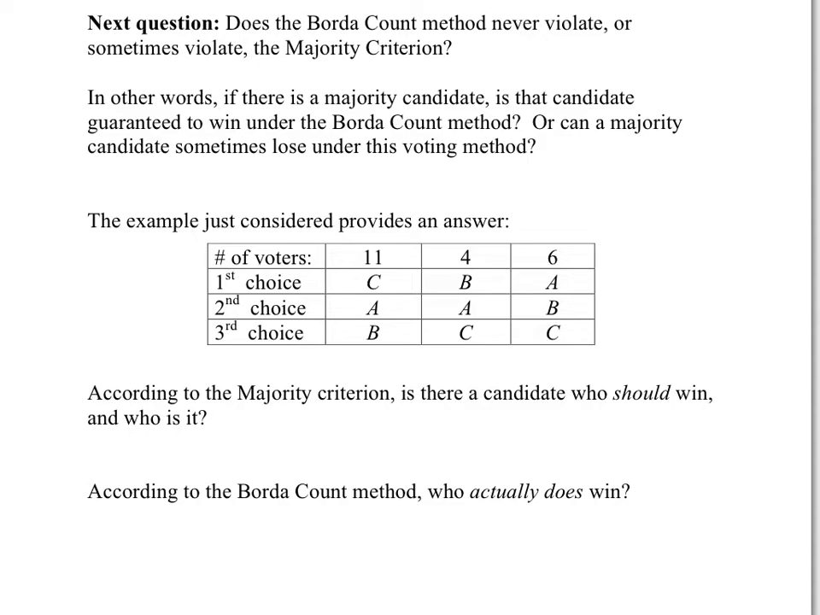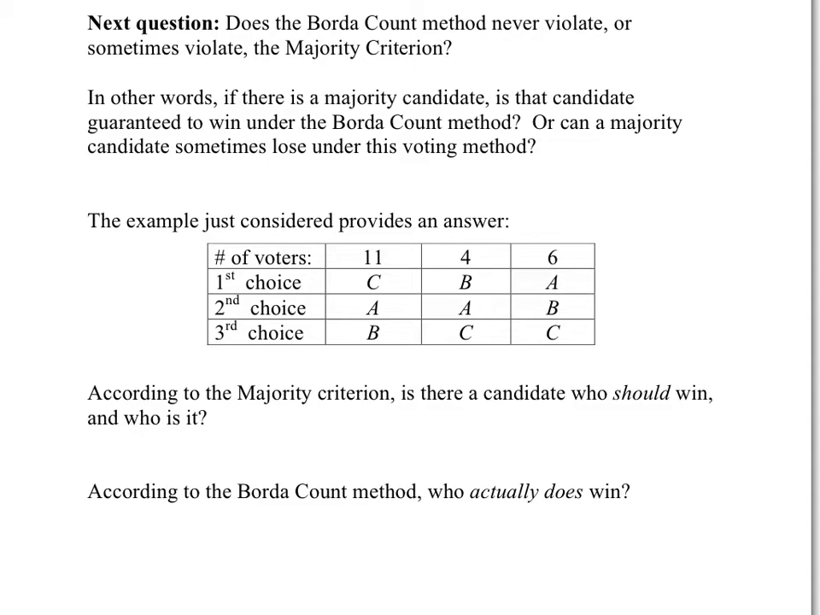So this is the same question as, if there is a majority candidate, is that candidate guaranteed to win under the Borda count? Or could a majority candidate sometimes lose under this voting method? Well, we just saw it in the example we just looked at. A won the election in spite of the fact that C is a majority candidate. Oh, that is bad news indeed.